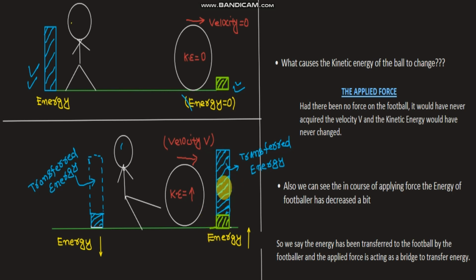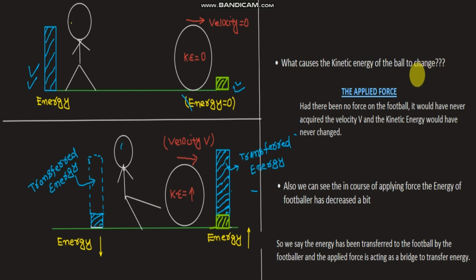And where did this increased amount of energy come from? This comes from the energy that was diminished by the footballer. So we say that the energy that was diminished by this footballer gets transferred to the kinetic energy of the football. And who is helping this transfer? Of course, the force that is being applied by the footballer on the football.